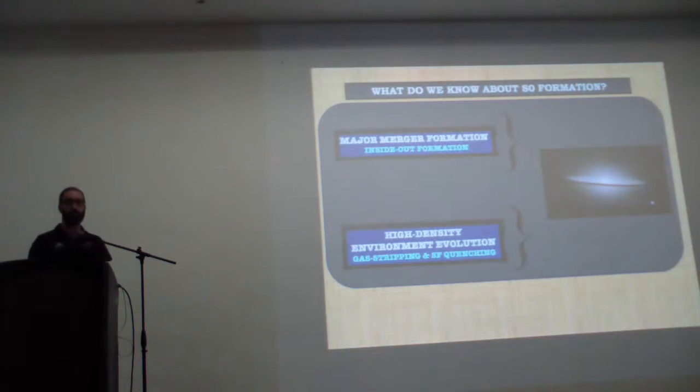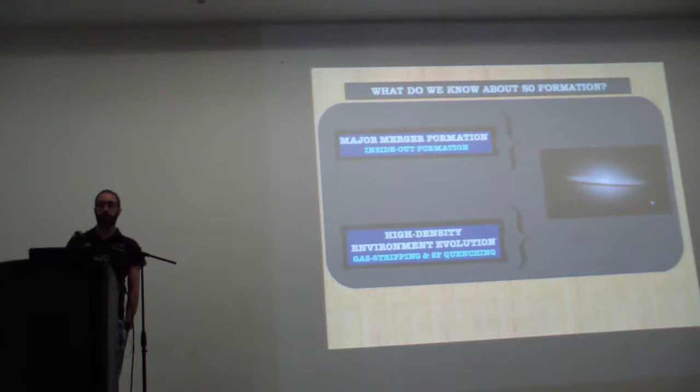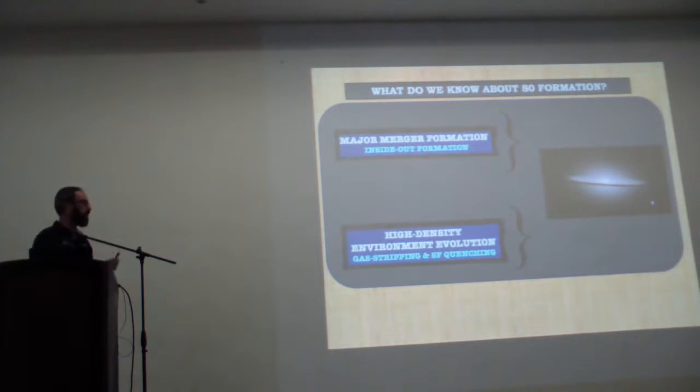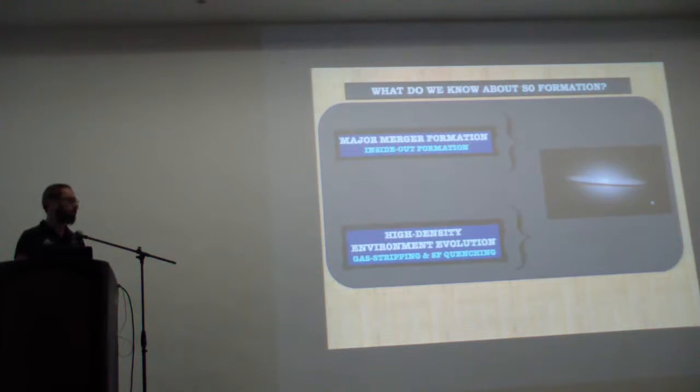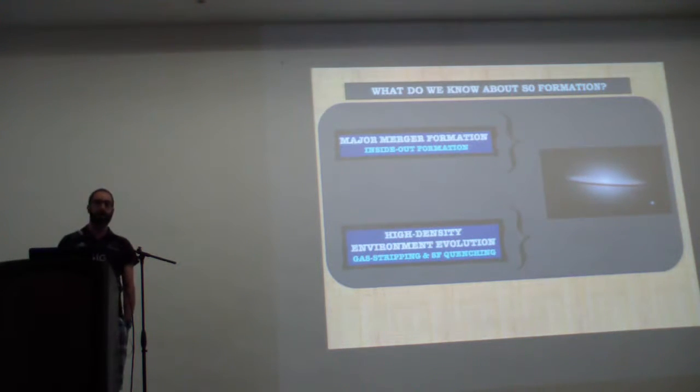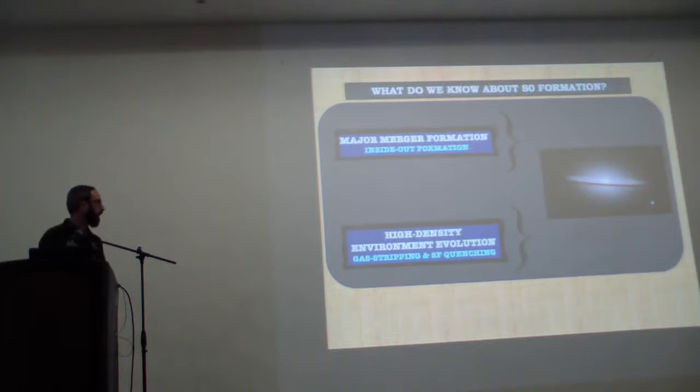So one scenario is of course major mergers at high redshift, where you have a kind of inside-out formation. And in this category we can also put intermediate or minor mergers that go with the life of the galaxy. And we have also this second formation scenario, which is based on the idea that lenticular galaxies are the end product of spirals going through a high density environment. Then the gas is removed from the galaxy, the star formation is shut down, and then you get the red galaxies that represent the clusters.